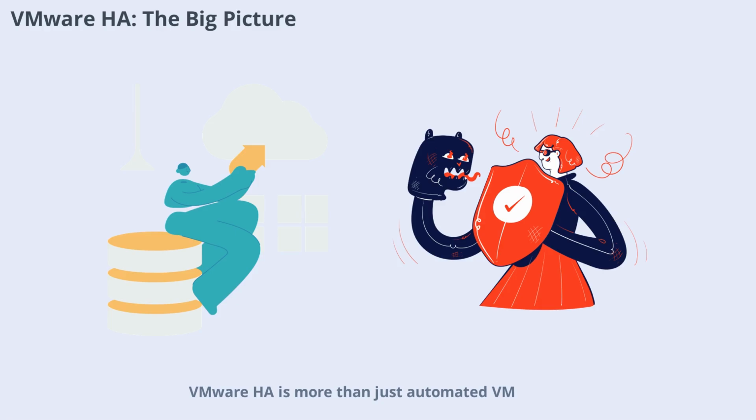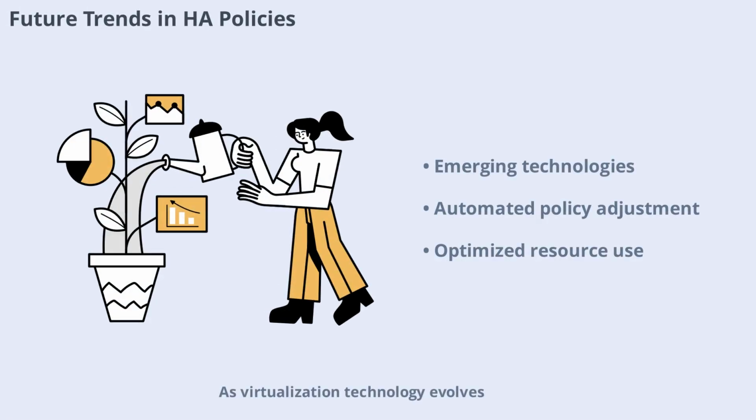VMware HA is more than just automated VM restart. It's a comprehensive system for ensuring business continuity. Admission control is the mechanism that makes this reliability possible, but it must be configured thoughtfully to balance simplicity and efficiency. By understanding the details of slot size calculation, you can make informed decisions that maximize both uptime and resource utilization. As virtualization technology evolves, admission control policies are likely to become even more flexible and intelligent.